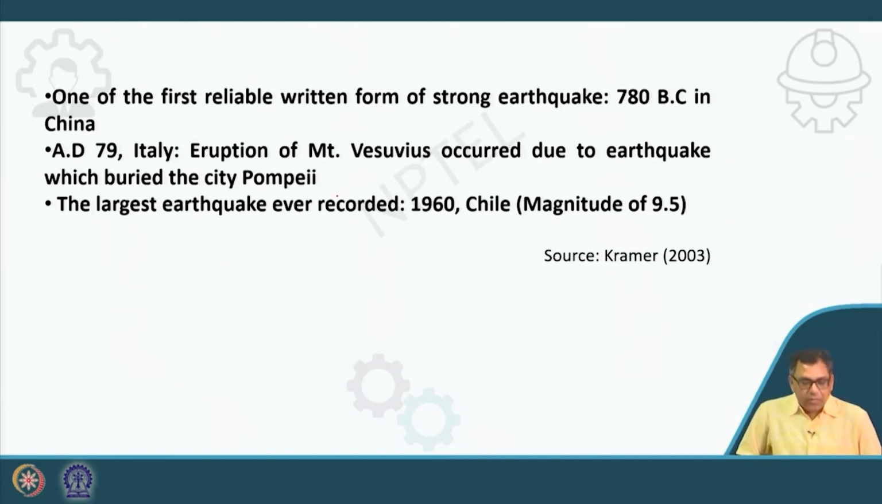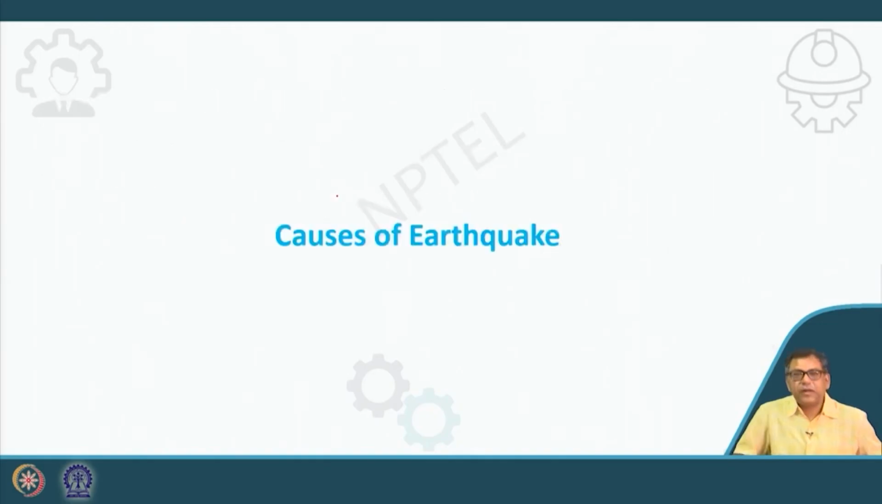First thing, one of the first reliable written records of a strong earthquake that is available occurred in 780 BC in China. And in AD 79 in Italy, the eruption of Mount Vesuvius occurred, which buried the city of Pompeii. The largest earthquake ever recorded is the 1960 Chile earthquake, which has a magnitude of 9.5. So this is some small information before I start our first topic.